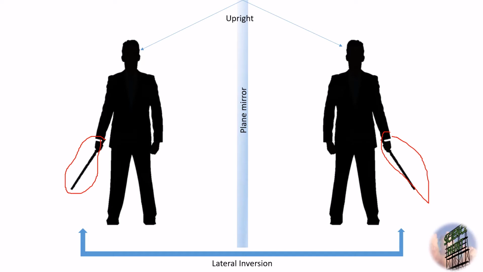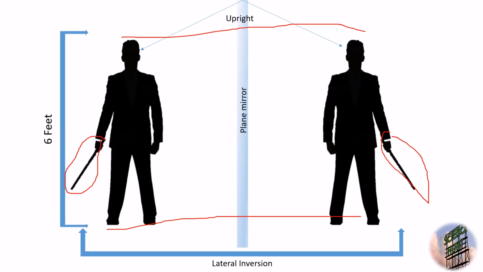Now, the size of the image. You can see here the size is the same as that of the object. The image formed by a mirror is the same size as the actual object. So the image formed by a plane mirror is always of the same size as the object. Here the person is 6 feet, and here also the image is 6 feet.